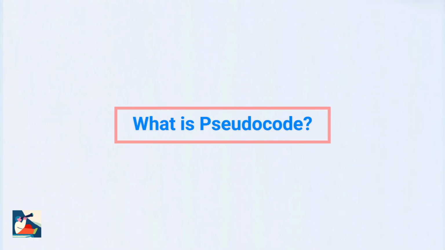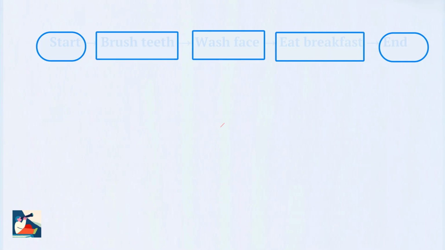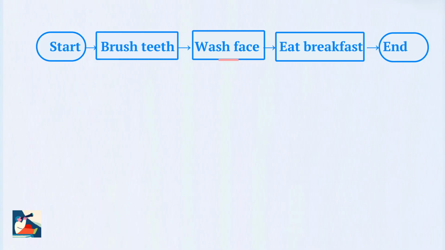What is pseudocode? Pseudocode looks like code, but it's written in simple words. It doesn't run on a computer, but it helps us plan. For example, this daily routine example.